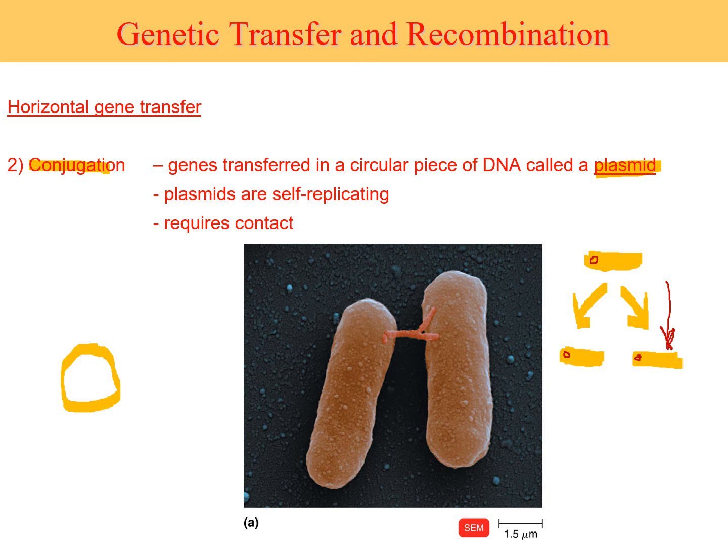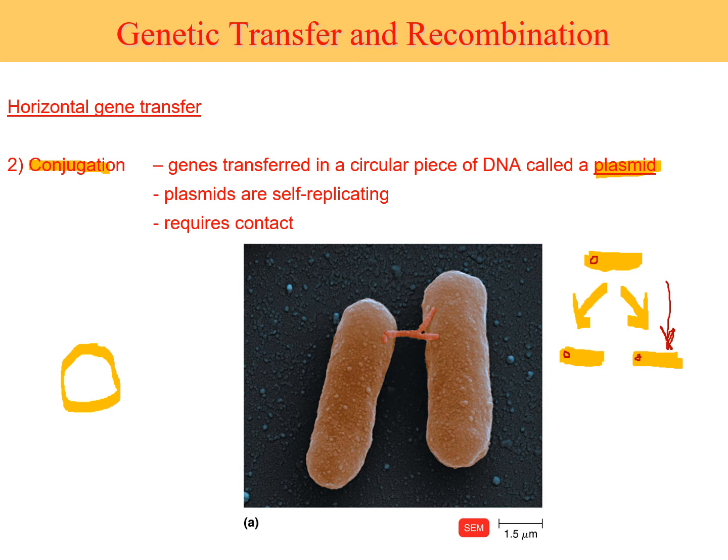vertical transfer of a gene. But what can also happen is that some bacteria are able to form what's called a conjugation tube. And plasmids can be exchanged through it. I don't know if you can see there, that's a conjugation tube formed between the cells. And plasmids can be exchanged from one bacterium into the next through these kinds of conjugation tubes.